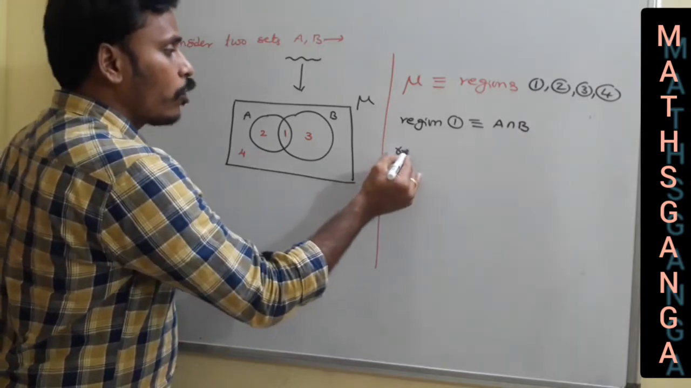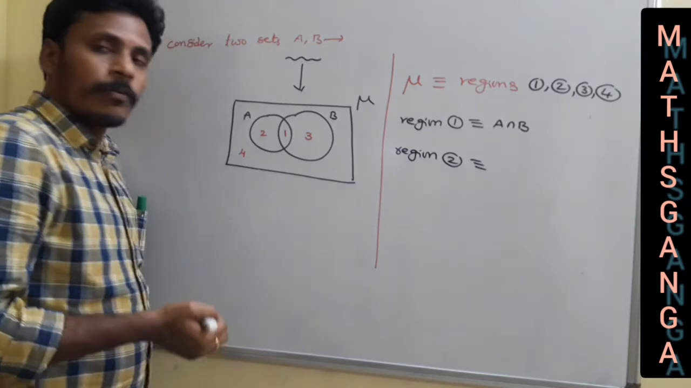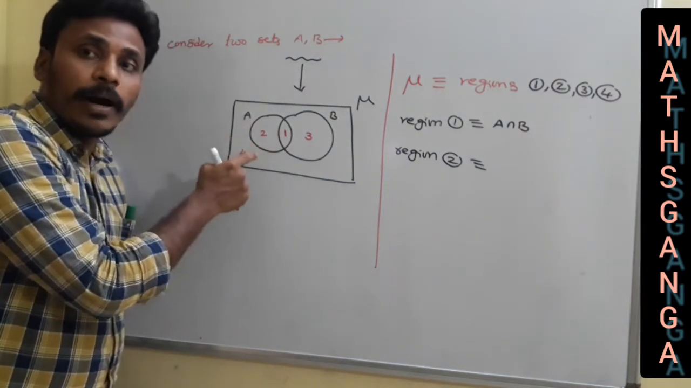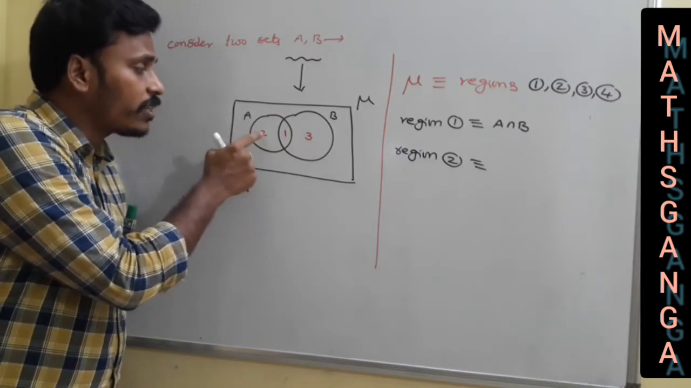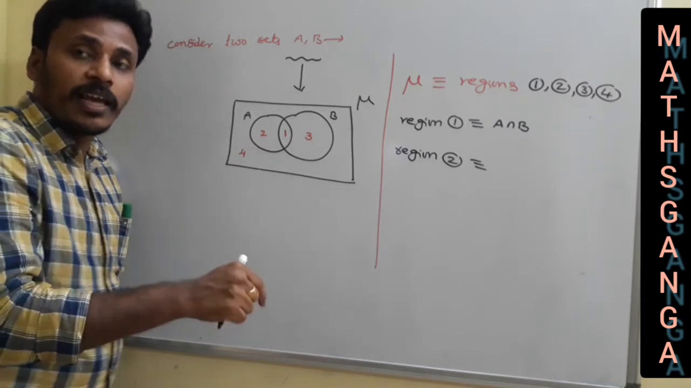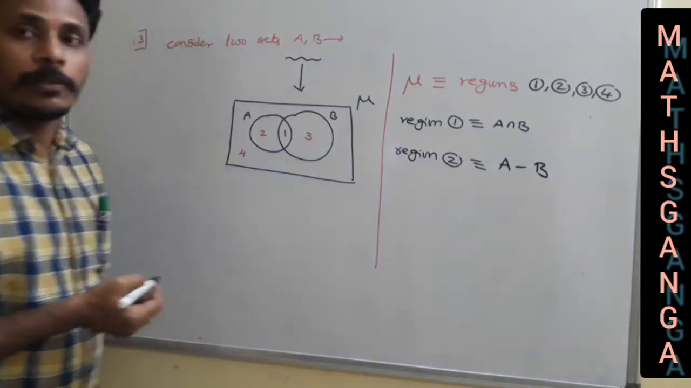If you think about region 2, this is the region which is there in set A, but it is not there in set B. It's clear, right? This region is there in A and not in B, so region 2 will represent A minus B.